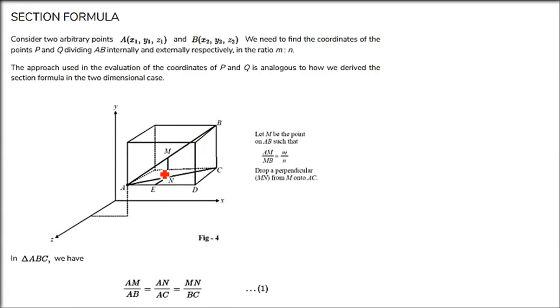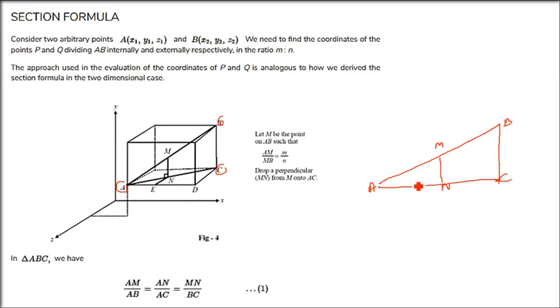Now I dropped a perpendicular M to the base, and one more perpendicular from AC to E. Let me show you. I am talking about ABC. AB is the actual line we are talking about. M is the point which is dividing AB, and AC is a line on the plane which we drew parallel, just for our convenience.